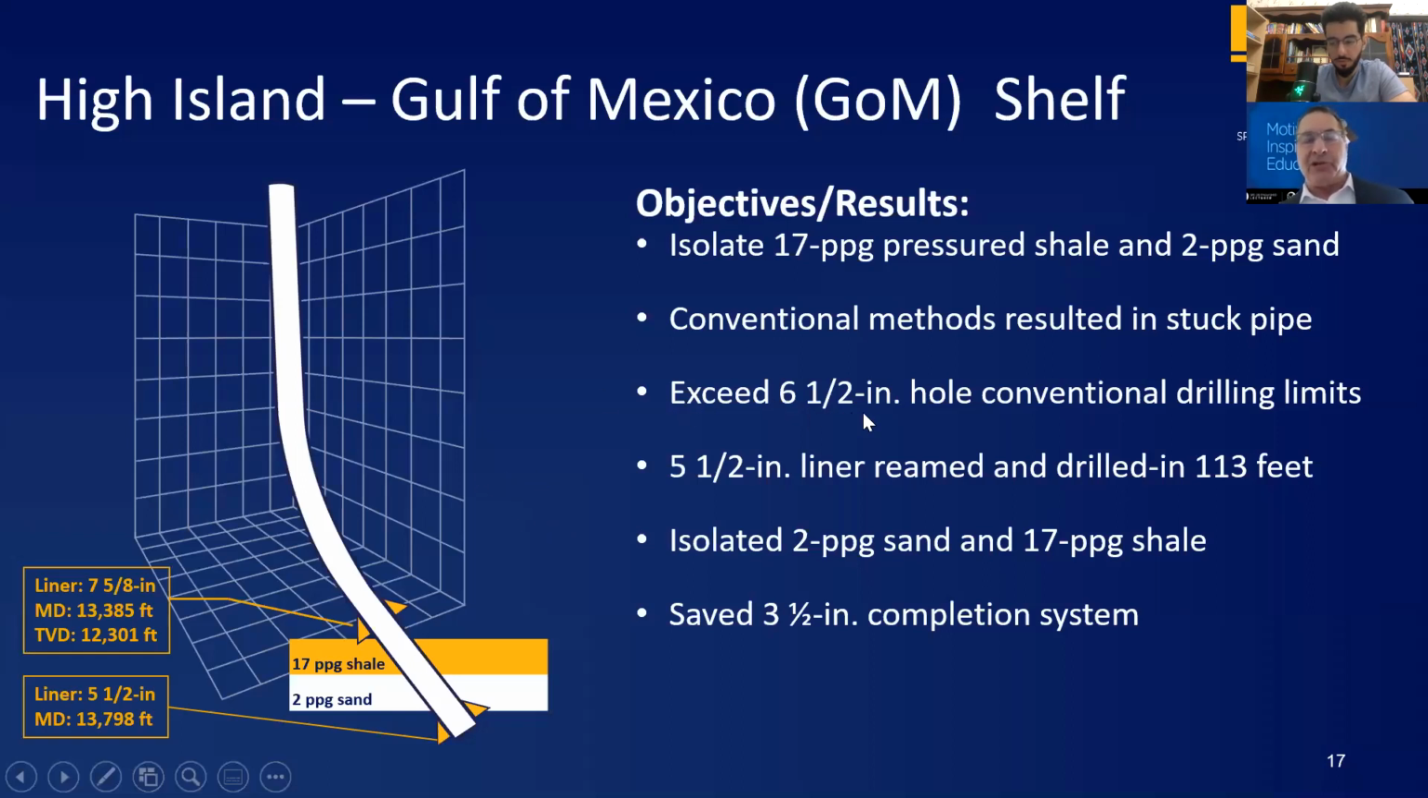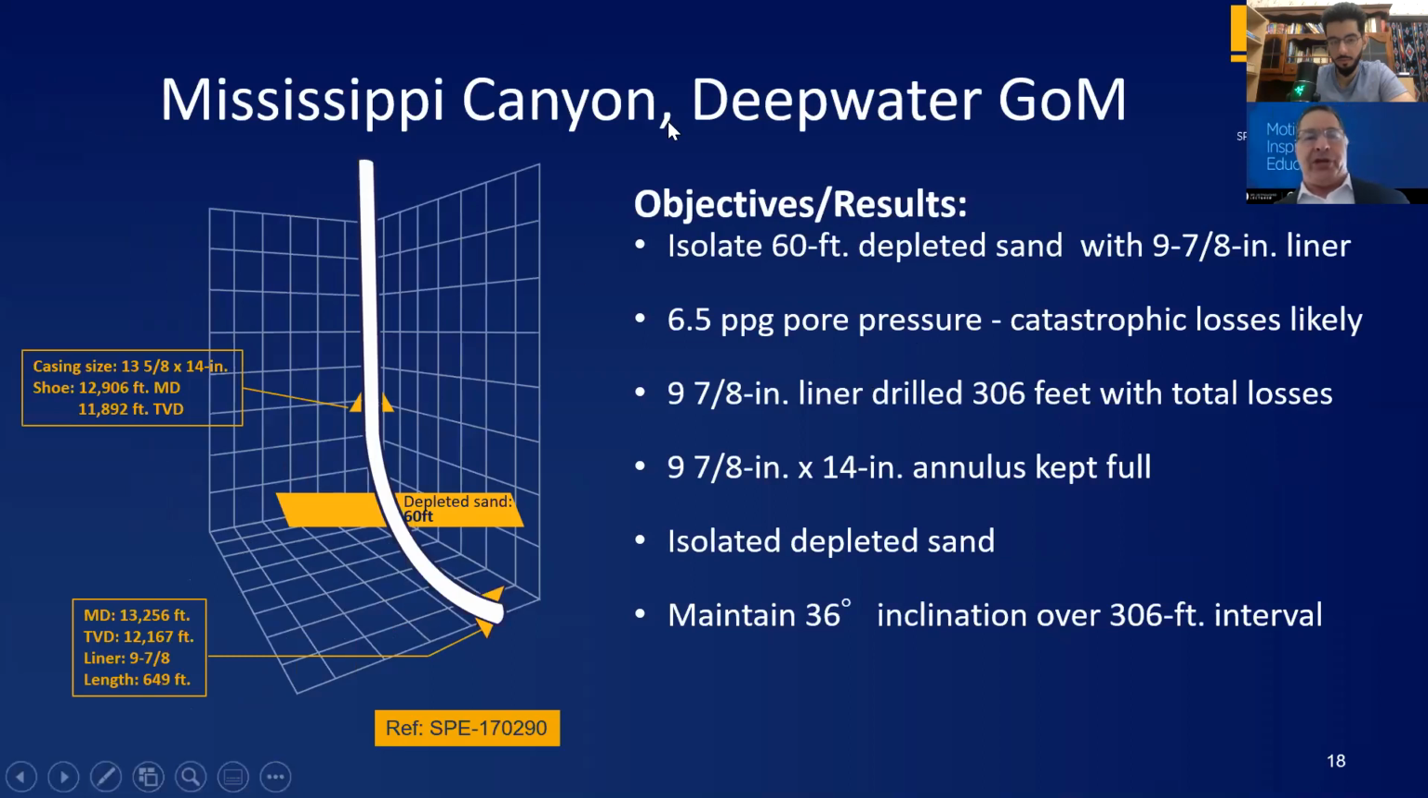They exceeded conventional 6.5 inch hole drilling limits. About 480 foot of a 5.5 inch 23-pound liner was reamed and drilled in 113 feet with no fluid losses. They successfully isolated the 2-pound sand and the 17-pound shale, saved a 3.5 completion system, and obtained an 18.3 pound per gallon formation integrity test, a highly successful well. Conventional methods result in stuck pipe, but they drilled the liner in and were very successful and got a successful cement job.